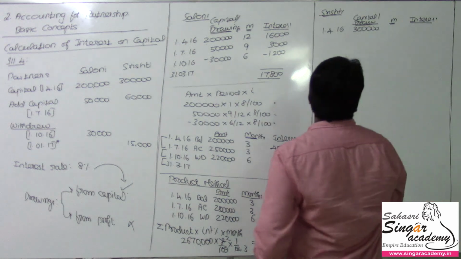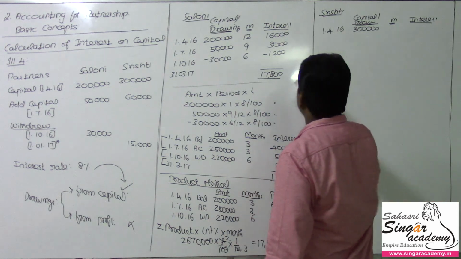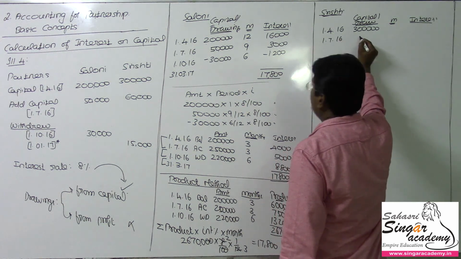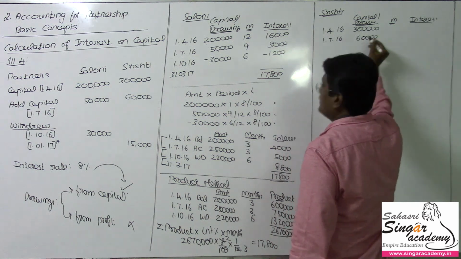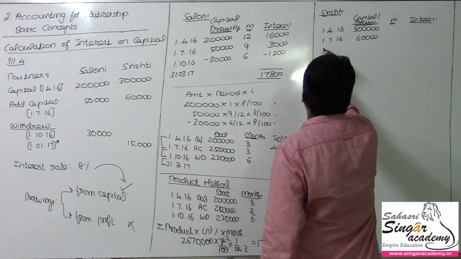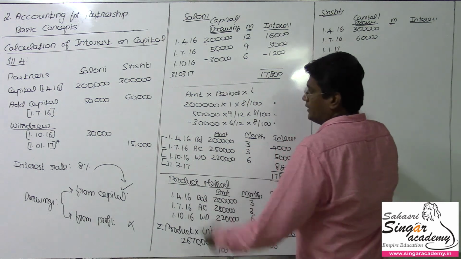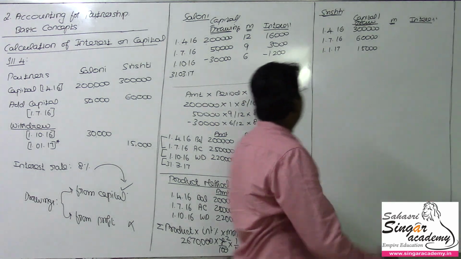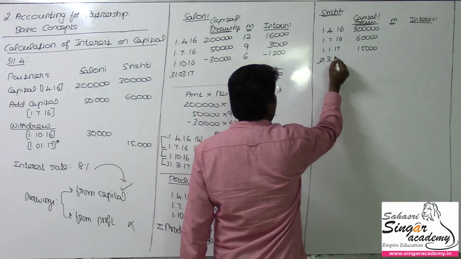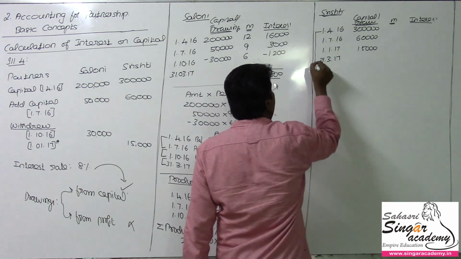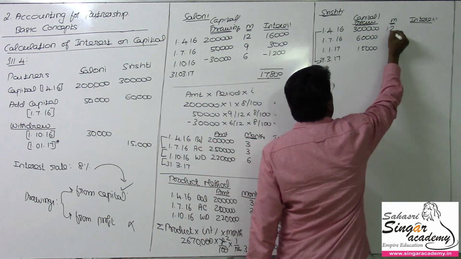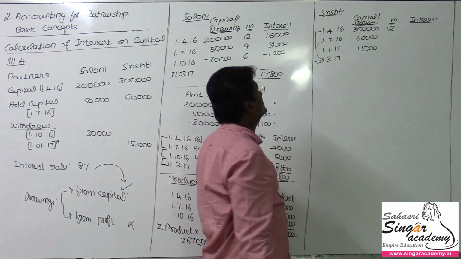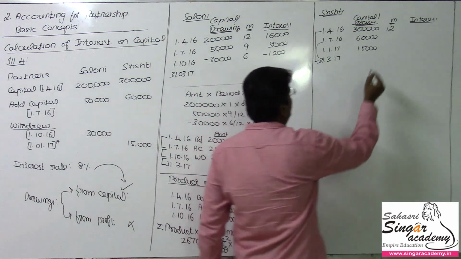So on 1/4/16, he has a capital of rupees 3 lakhs. On 1/7/16, he has invested further, so another 60,000. And on 1/1/17, the next year beginning, he has withdrawn rupees 15,000. What is the year end? 31st March 17 will be the year end. For the initial amount, how many months are there? We have 12 months here. For the next part, how many months are here? 1/7/16 to 31st March 2017, we have 9 months here.